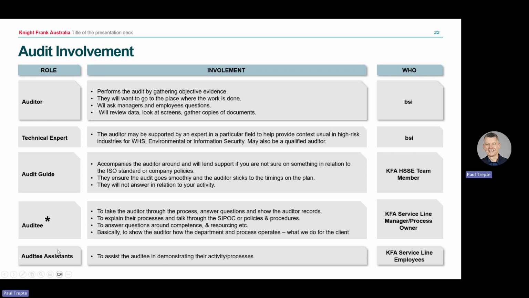Auditees themselves may have assistants, and that's normally a member of their team, and they may get that person to assist by demonstrating to the auditor how a particular activity and process works. And as we get more and more au fait with certification or audits, quite a lot of companies start putting more emphasis on their employees demonstrating the process rather than just the management. And very much the auditors looking for that eventually.